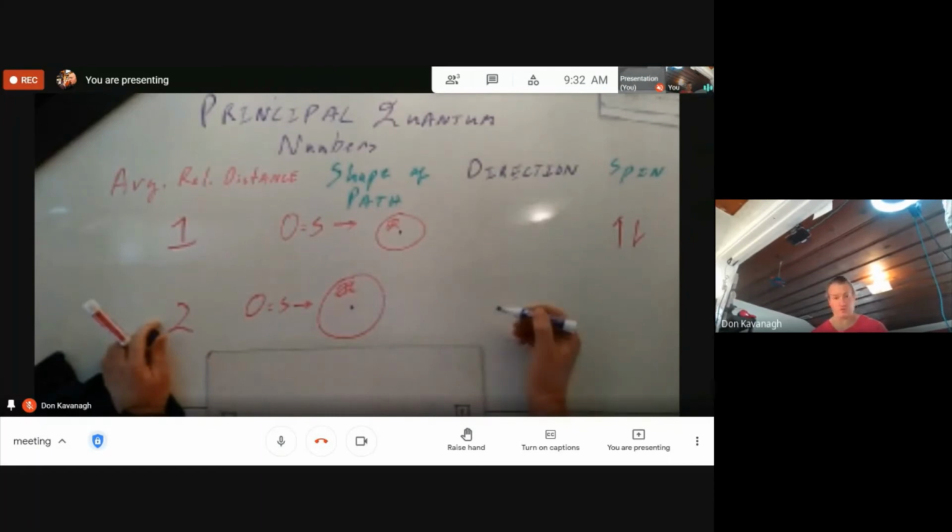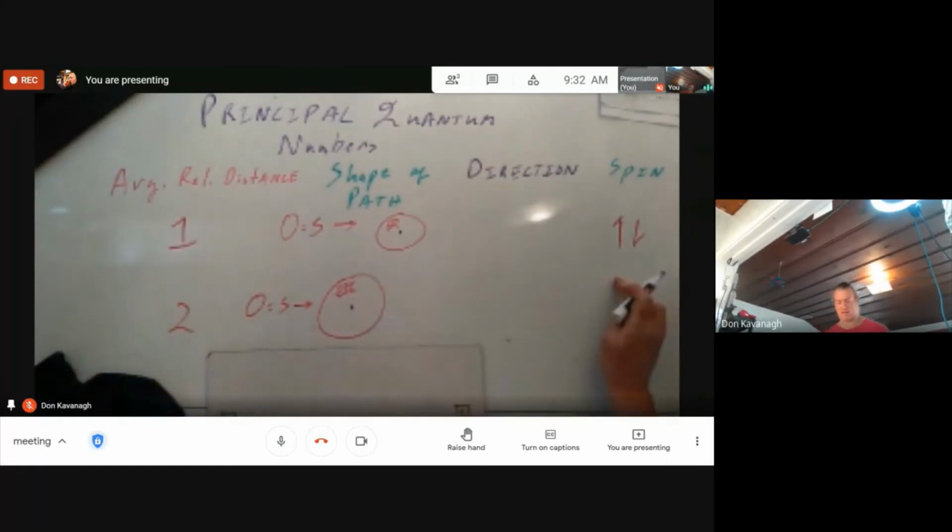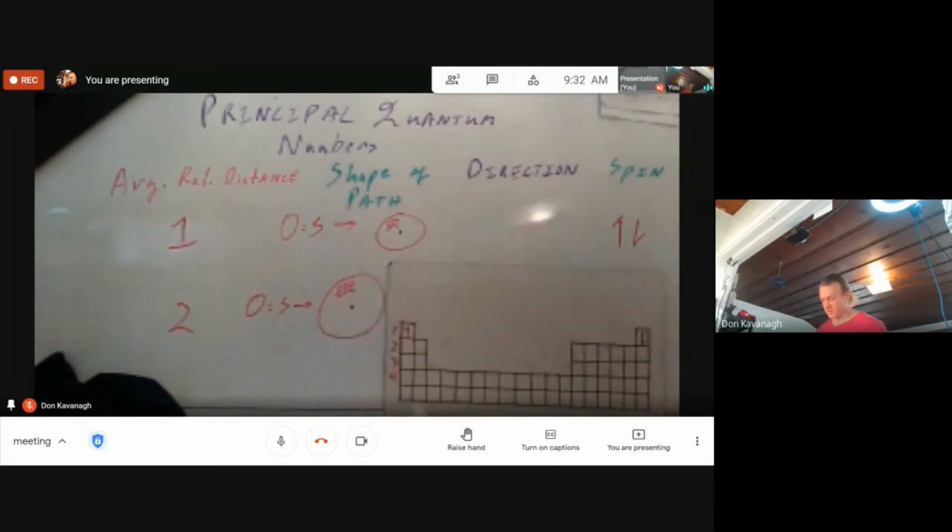Excuse me, it has universal direction in all directions right here, and it has electrons of a spin up and spin down. Only 2 electrons can fit in here. So this box will be better off kind of over here. So let me do that. But these 2 columns here represent electrons that can fill into the s orbital.